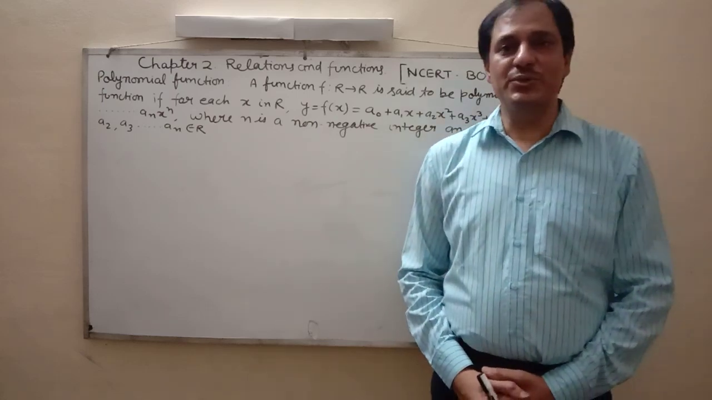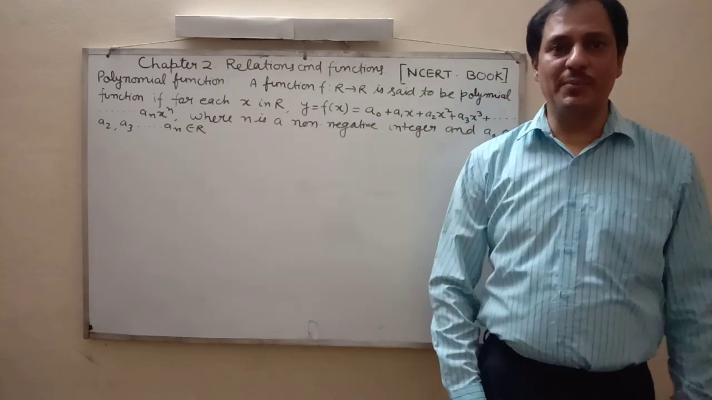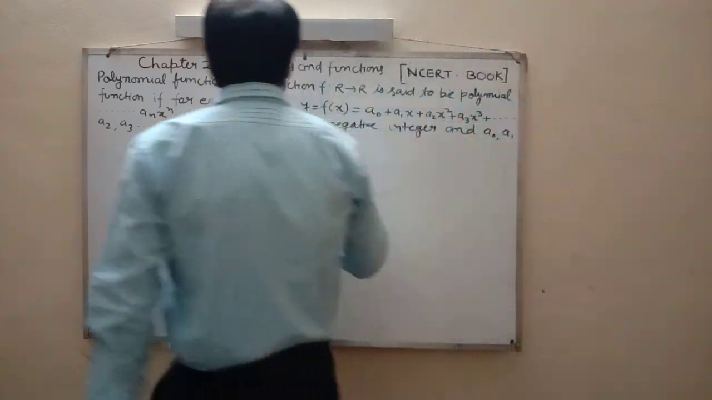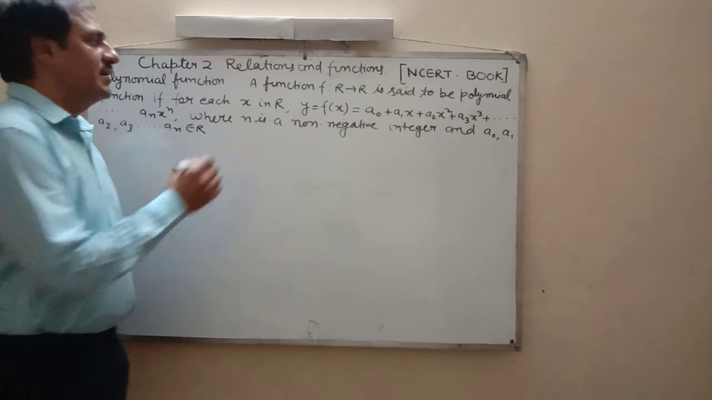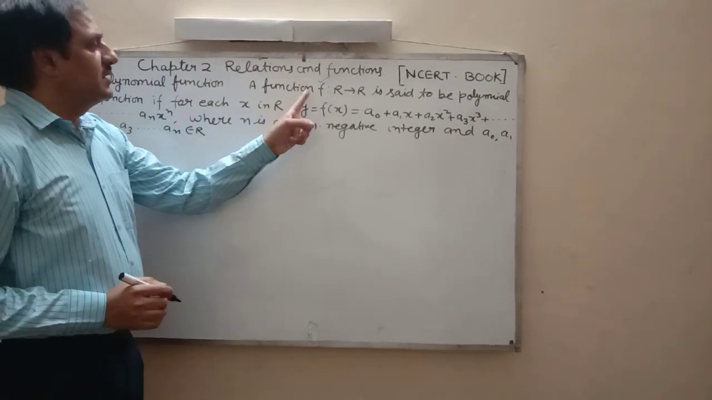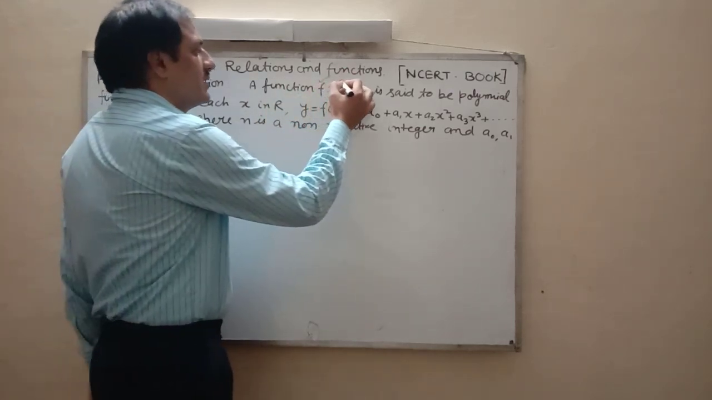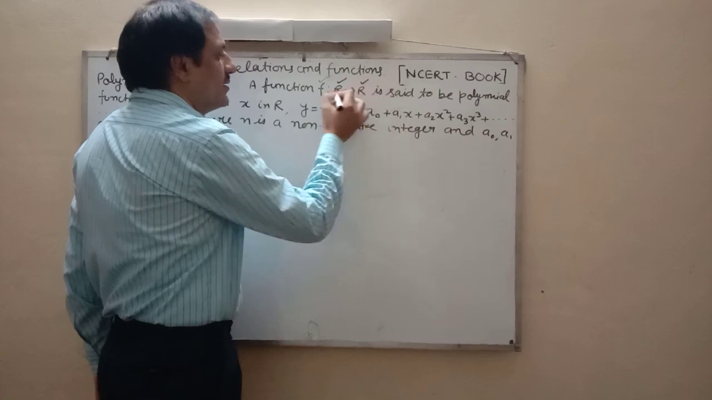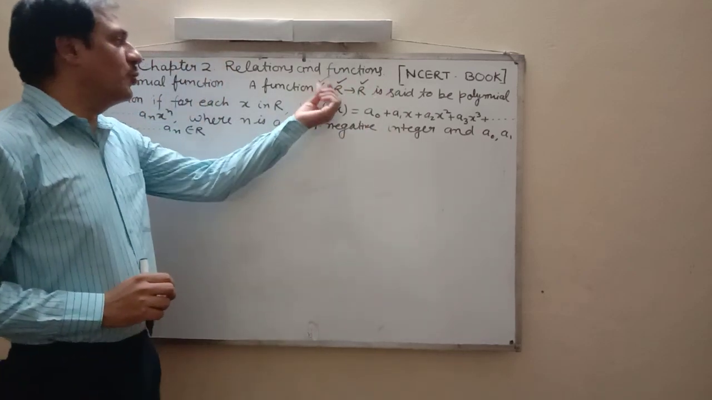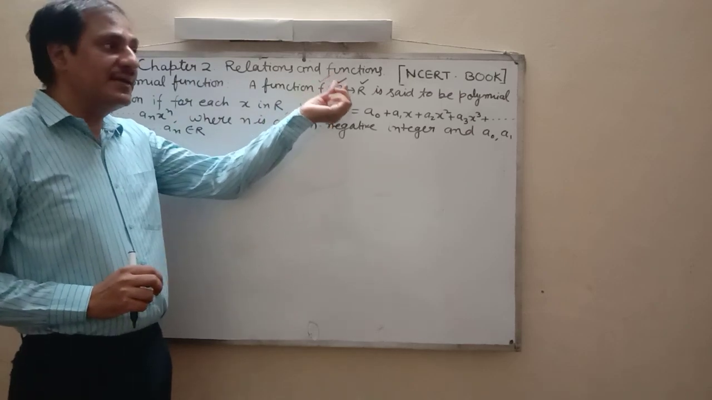Today we are going to discuss the definition of polynomial function. According to the definition of polynomial function, a function f: R → R. Here f represents function. Here R and R both are the real numbers. It means the domain and codomain of a polynomial function will always be real numbers.